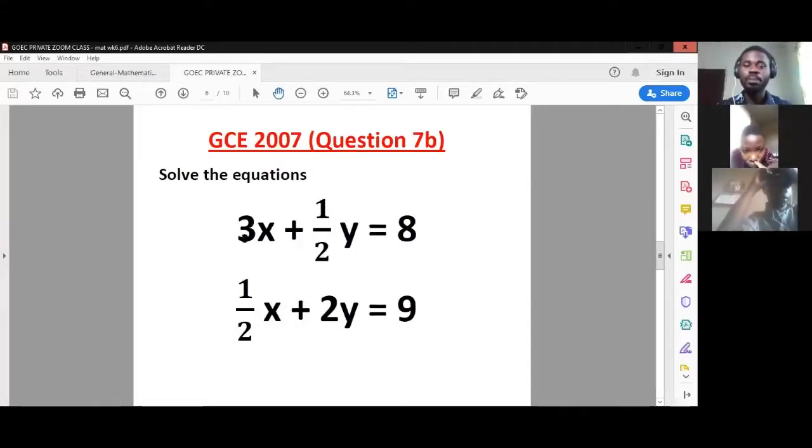So what you do is just multiply everything by 2. Once you multiply 3x by 2, that will give you 6x. If you multiply this one by 2, the 2 will cancel this 2, so that the fractional part will disappear. And then you also multiply this 8 by 2. That will give you 16. So you now have a new equation 1. In that new equation 1, you will not see any fraction again. The fraction would have disappeared. Are we together?